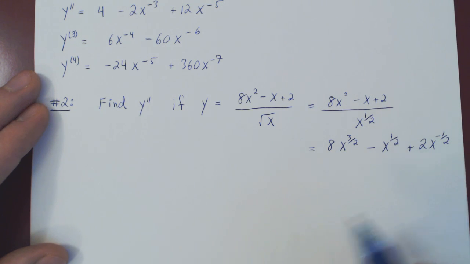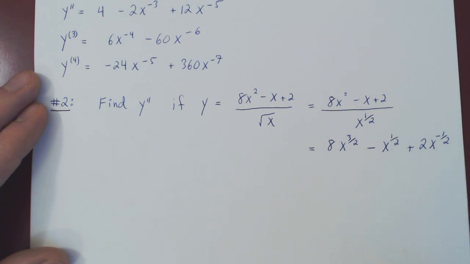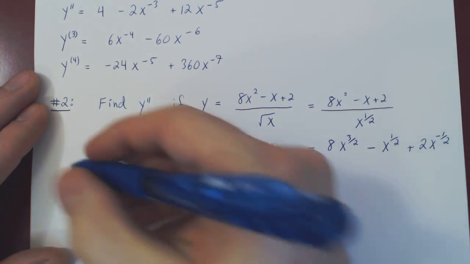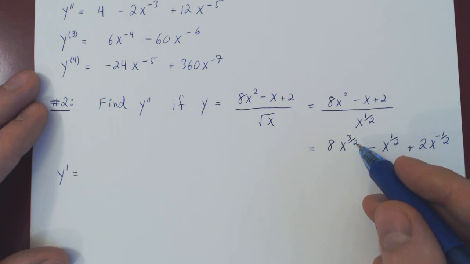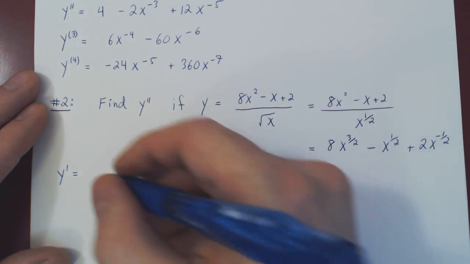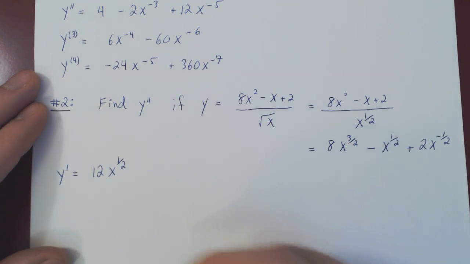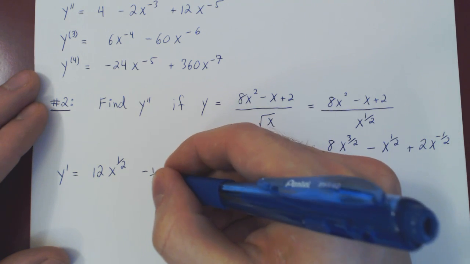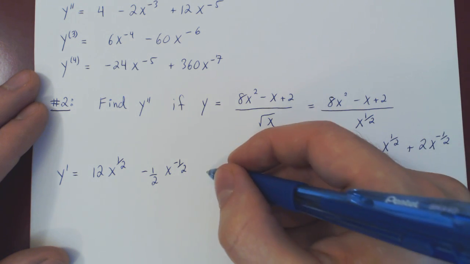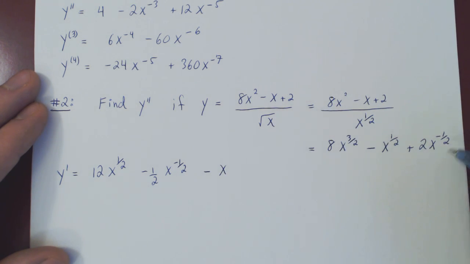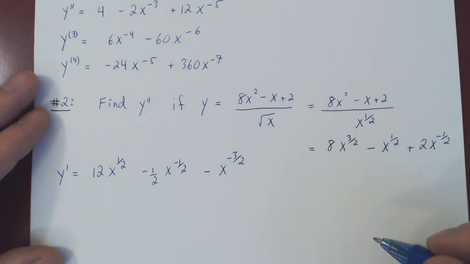And now the derivative is trivial, and any higher derivative would be equally easy, as every time we just use the power rule. So let's find the first derivative. Power rule, 8 times 3/2, well 8 over 2 is 4, times 3 is 12. 3/2 minus 1 is 1/2. Minus power rule 1/2, x to the negative 1/2. 2 times negative 1/2 is negative 1. So negative x to the negative 1/2 minus 1, negative 3/2. And here's our first derivative.